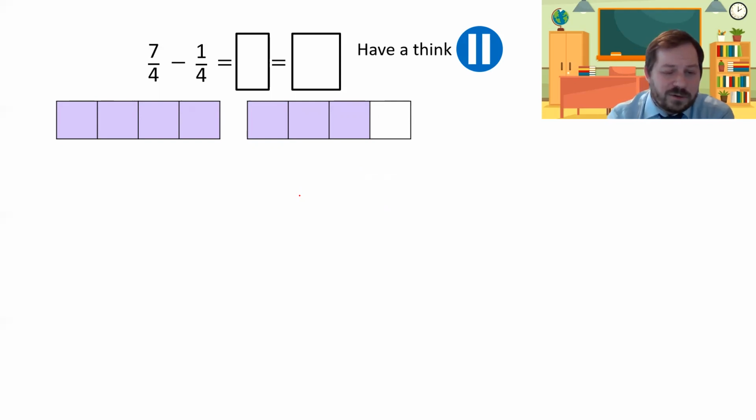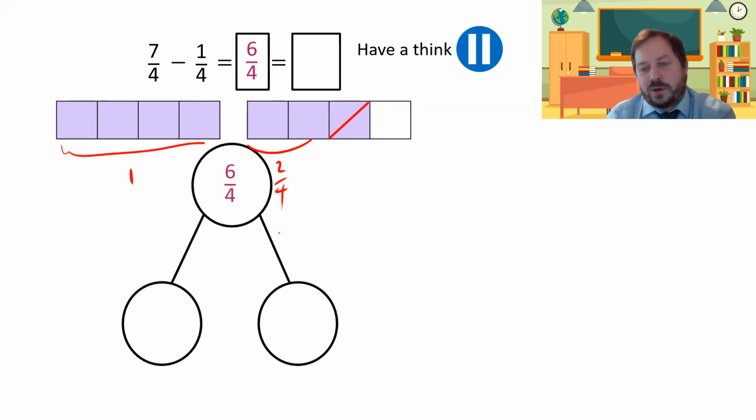Okay, hopefully this is all right. We've got 7 quarters. There they are. 1, 2, 3, 4, 5, 6, 7. I'm going to take away 1. Whoop. How many do I have left? 1, 2, 3, 4, 5, 6. Surprisingly enough, it's the same answer as 7 minus 1, isn't it? 6 quarters. 6 quarters are the same as 1 and 2 quarters.